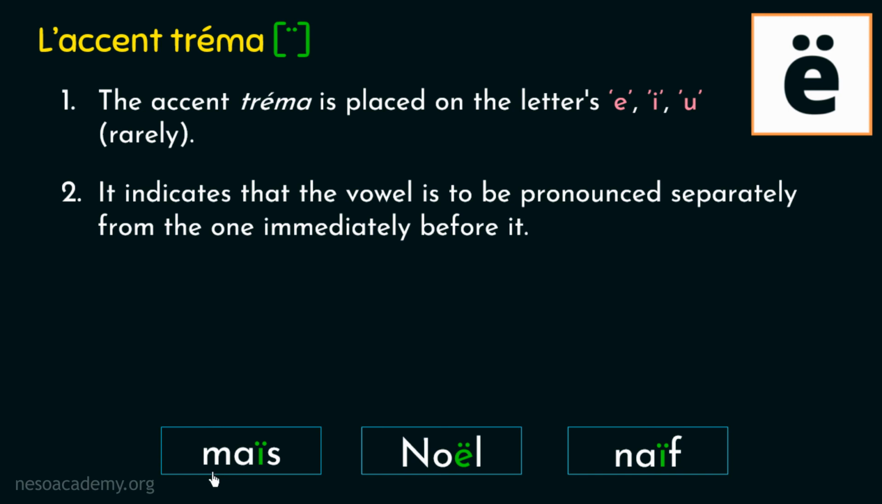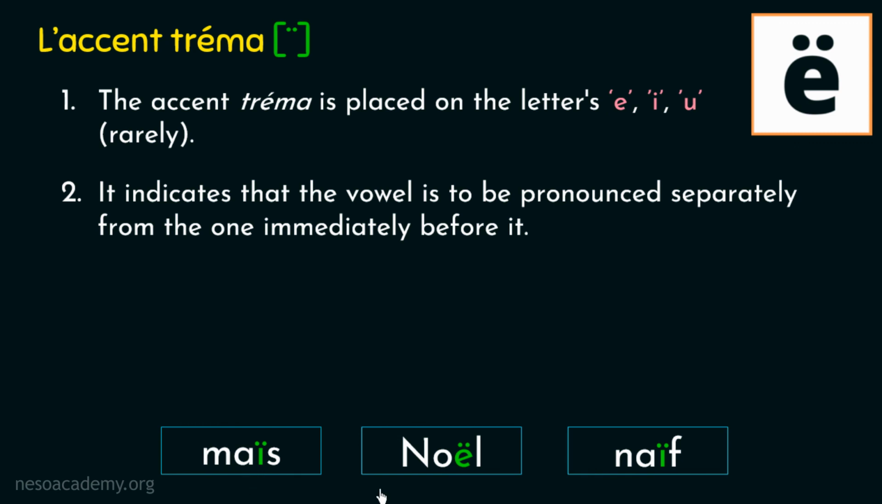So kindly observe the pronunciation of this first example. In French it is pronounced as maïs. So as you can observe, here we have the accent tréma on the top of the letter I. That's why we are pronouncing the two vowels A and I separately.